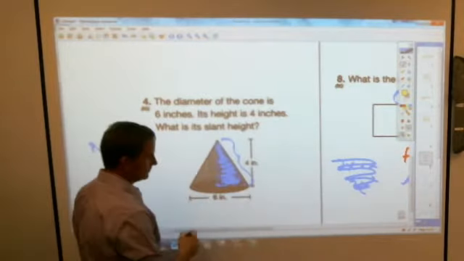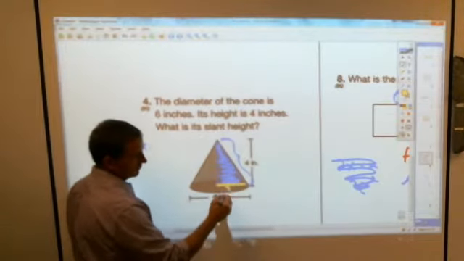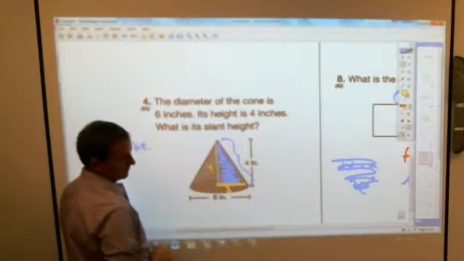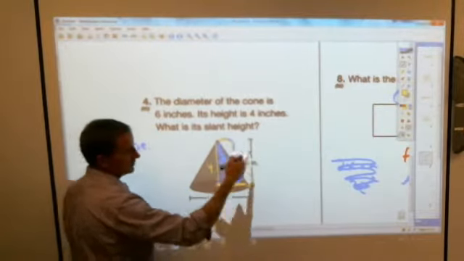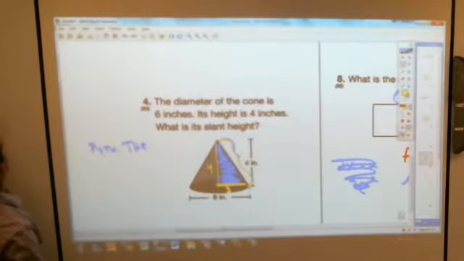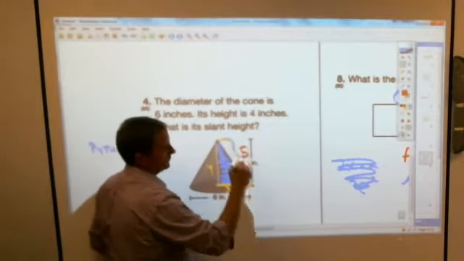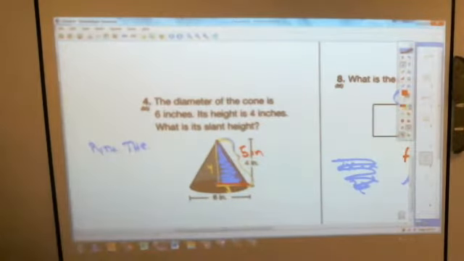And what do I know? I know that from here to here is how long? Half of 6, which is 3. I know this because it's the same as this. So then, what is the Pythagorean theorem? You have a squared plus b squared equals c squared. Hopefully this is a triple and we don't have to do much work. And if you look up there, 3, 4, hypotenuse would be 5. 5 inches for the slant height. Okay, pretty good. Does that help?